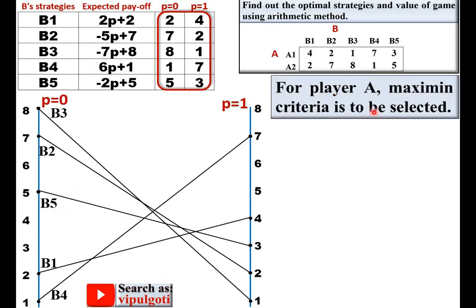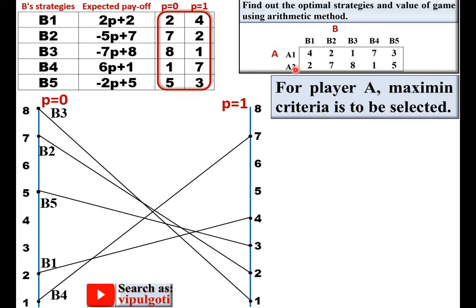Now look at a very important note. For player A, the maximin criterion is to be selected. And here you can see player A has 2 strategies, so you have to select the maximin criterion. If player B has 2 strategies, then you have to select the minimax criterion. So keep in mind that this is a very important point.